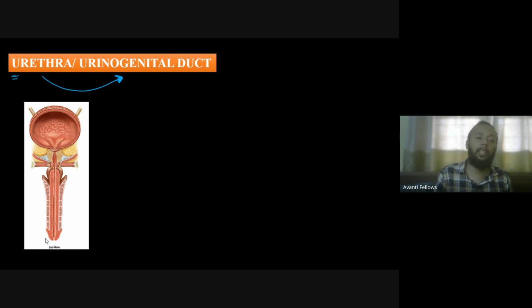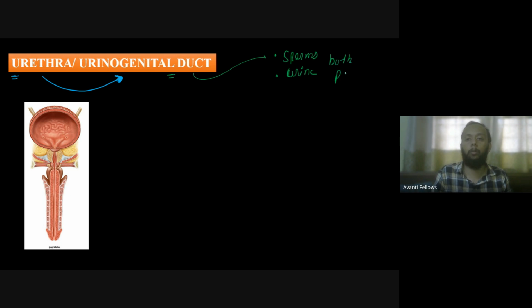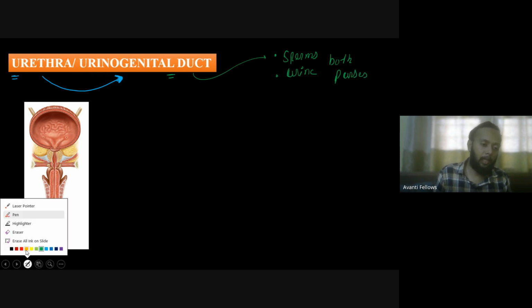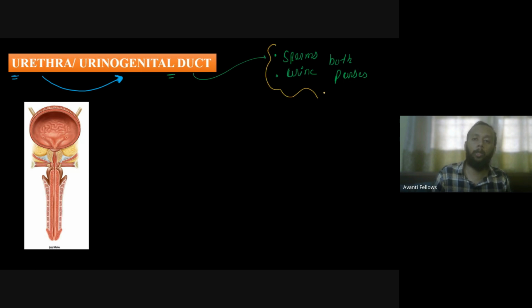So the urethra is also called my urogenital duct. Now please know that the reason you call it a urogenital duct is that this is a region through which both the sperms and urine pass. It is called the urogenital duct because this is a region from which I will find the sperms as well as urine both passing. So remember clearly, that is why the urethra is also called my urogenital duct, because both things are going to pass through this particular area.